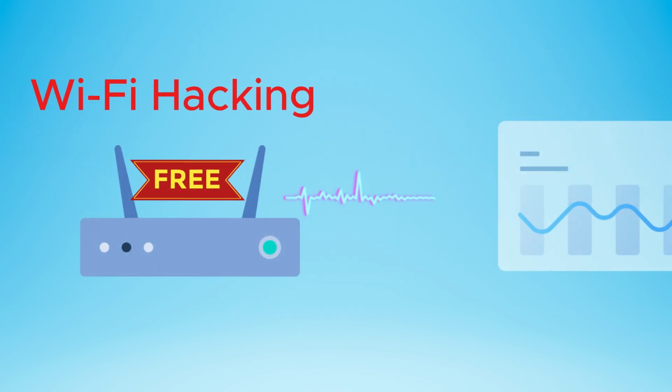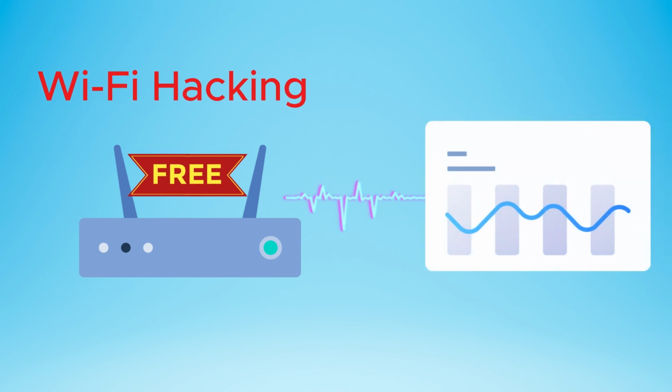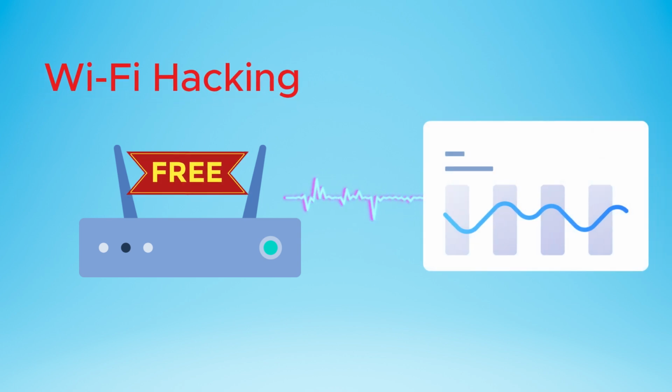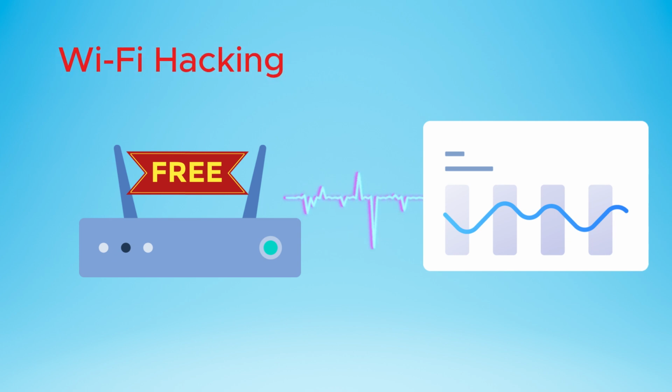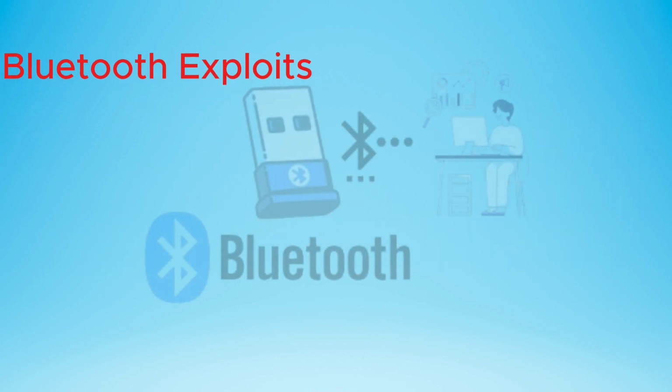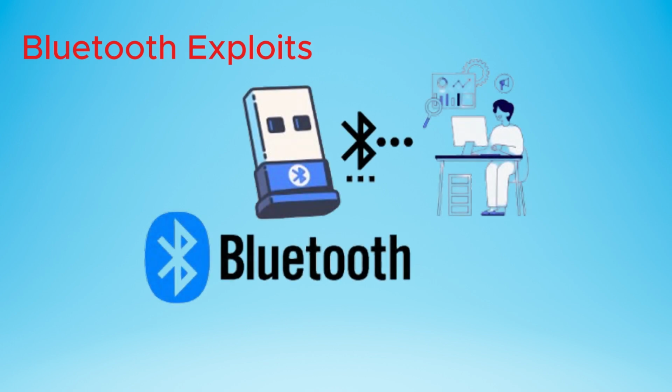Using insecure public Wi-Fi networks to intercept your data. Hackers on the same network can perform man-in-the-middle attacks and monitor your browsing, messages, or login data. If Bluetooth is left on and discoverable, attackers nearby can try to pair with your device and extract information.